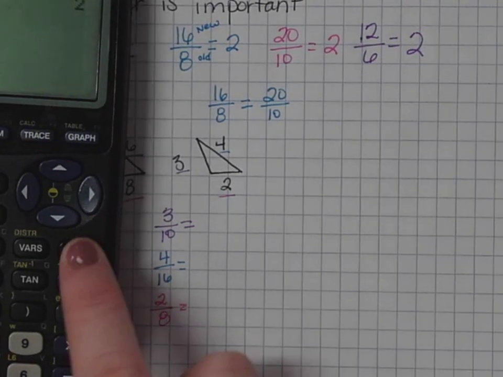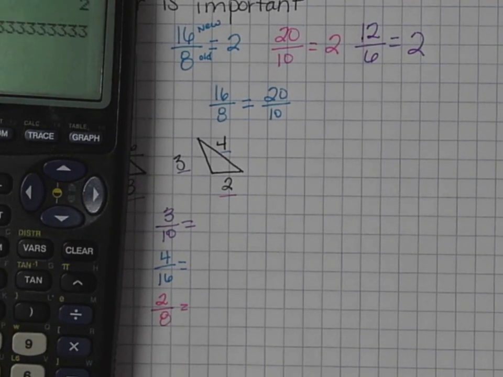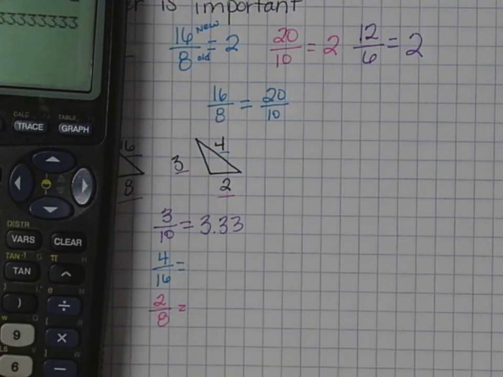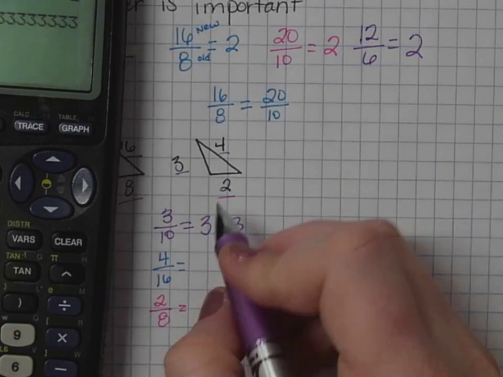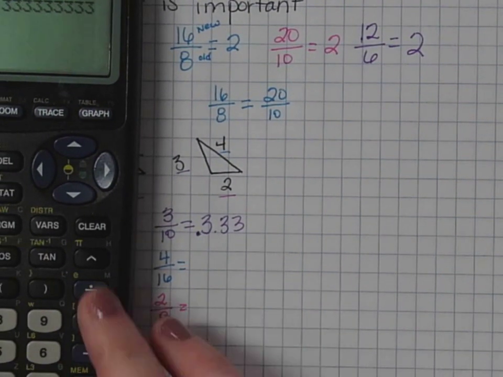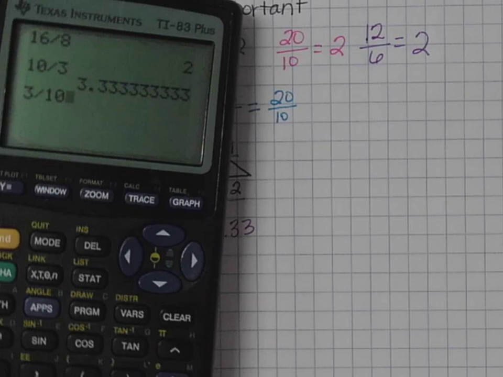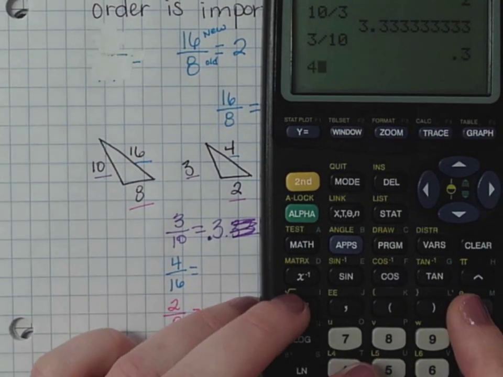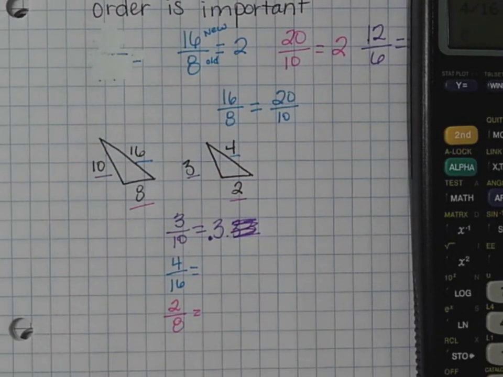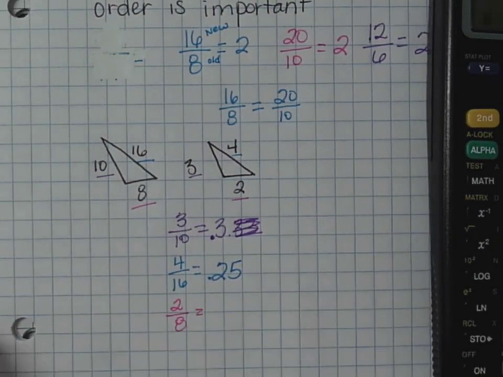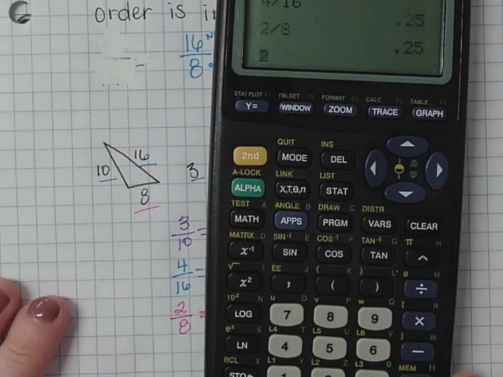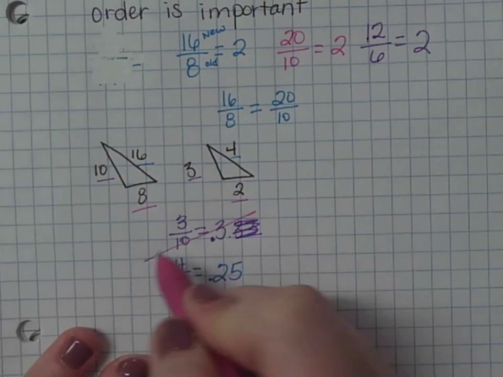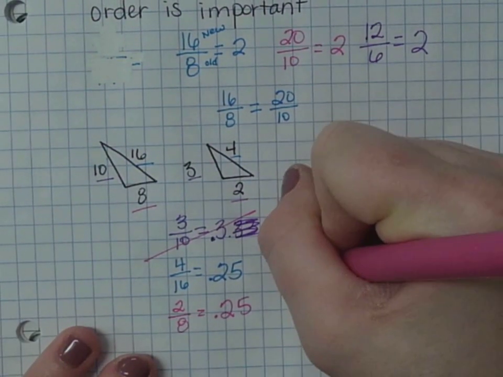So we do 3 divided by 10, that's 0.3. I'm not feeling very well this morning, so I'm struggling a little bit setting things up. So it's 0.3. 4 divided by 16 is 0.25. And then 2 divided by 8 is 0.25. So there's only one that's off, but as soon as one is off, then the triangles are not similar.